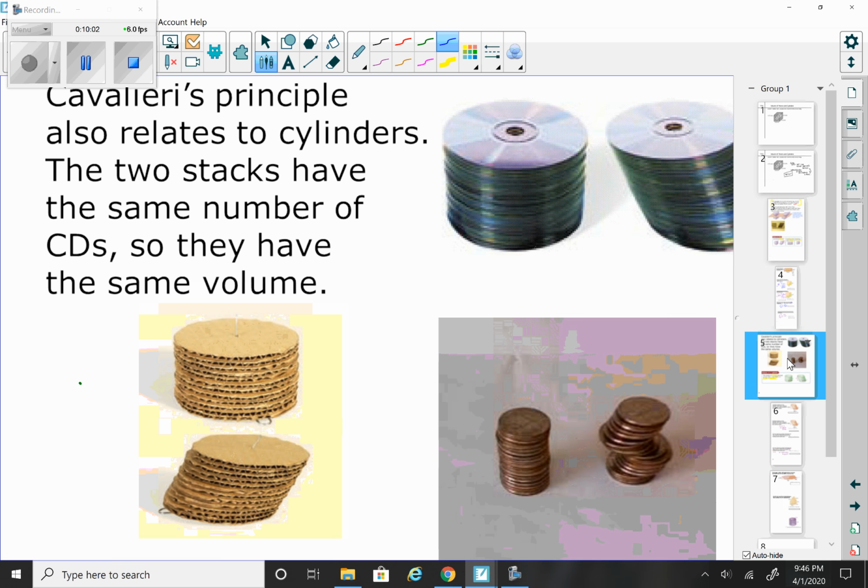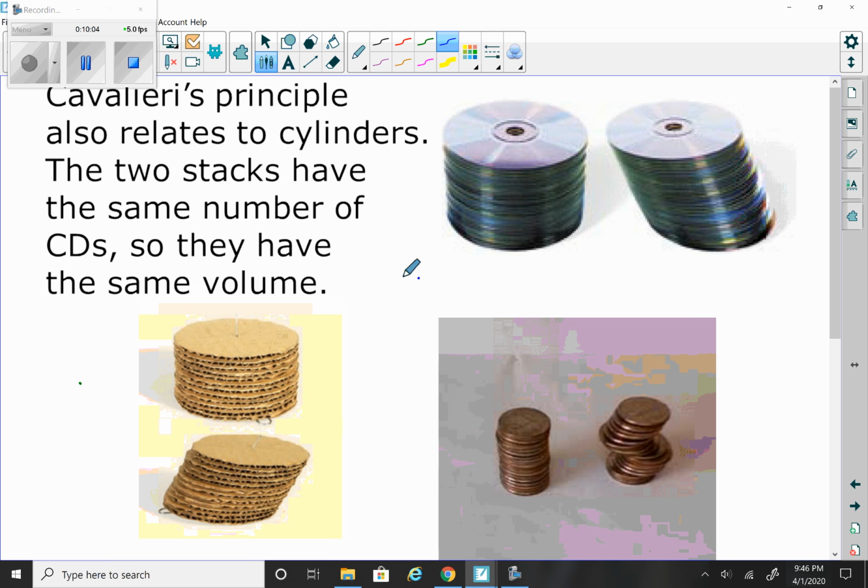Next, we're going to move on to our cylinders. Cavalieri's principle also relates to cylinders. And I'm giving you a couple different types of pictures here to look at. You've got like CDs not in the case, right? These are the same number of CDs, so they would take up the same space or volume. And here's just some little cardboard circles cut out, right? So they have the same number of cardboard circles.